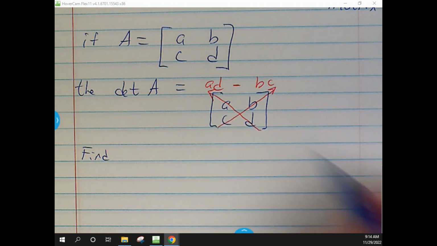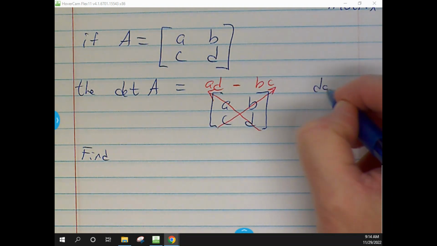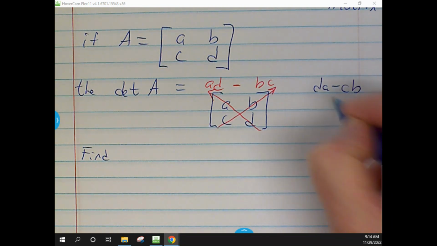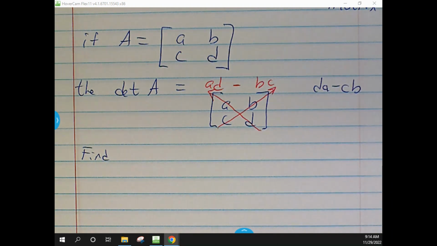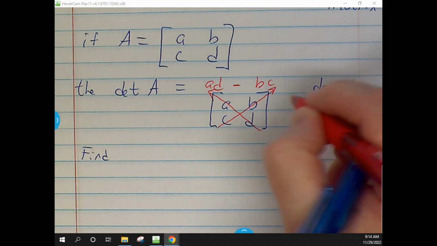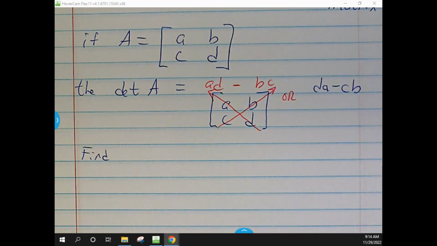Yeah, AD or DA. So if you want to do DA minus CB, that's fine, because again, whether you do A times D or D times A, it's still the same thing. It's just however you want to do it there.